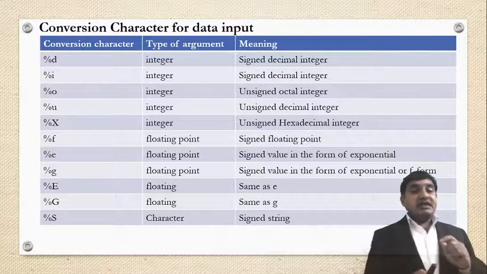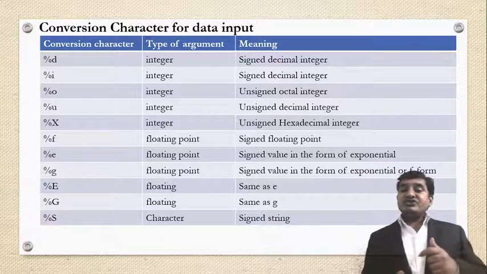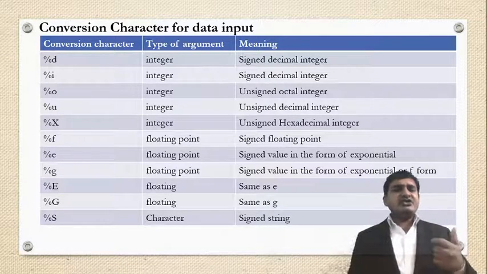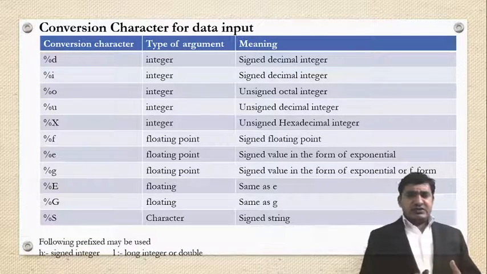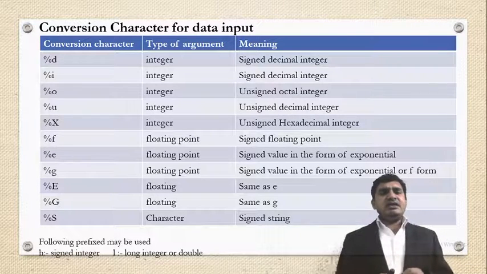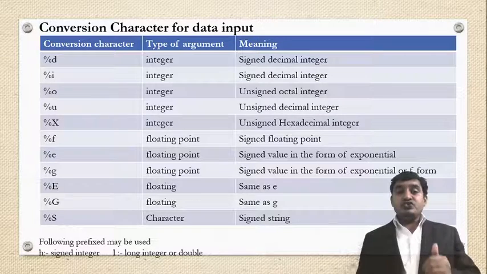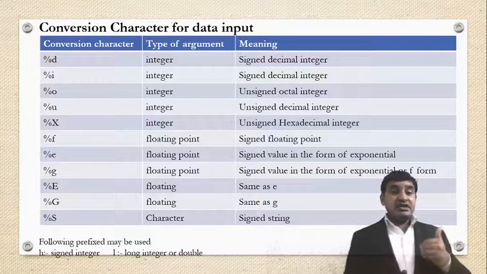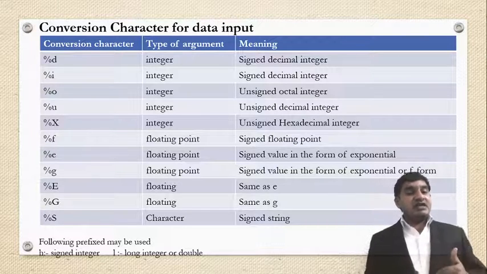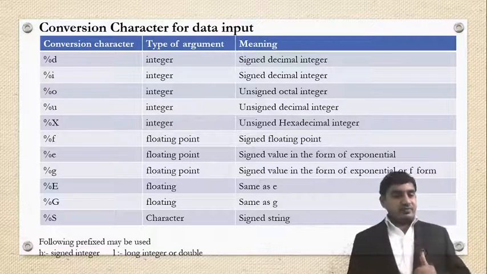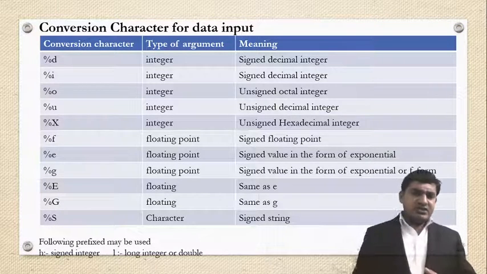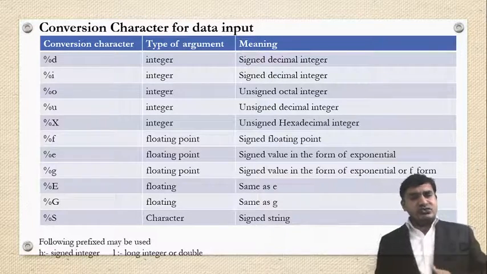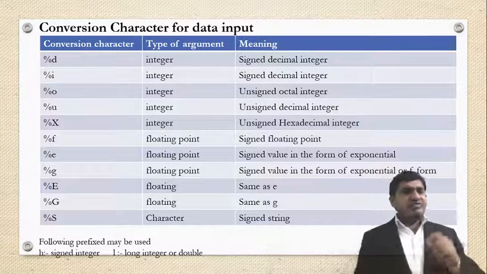When there is a percentage s, it indicates a character or string, a number of characters. When we use the prefix h, it indicates a short integer. When l is used before d, i, o, u, x, f, e, g, capital E, capital G, or capital X, it indicates long. For integers, it is a long integer or a double integer. It can also be used as a prefix for floating point, that is, f.